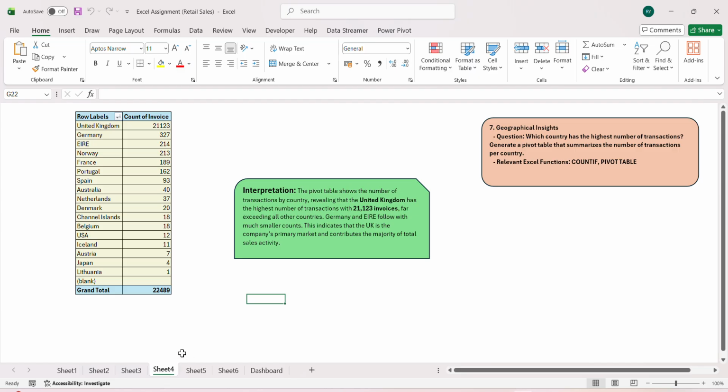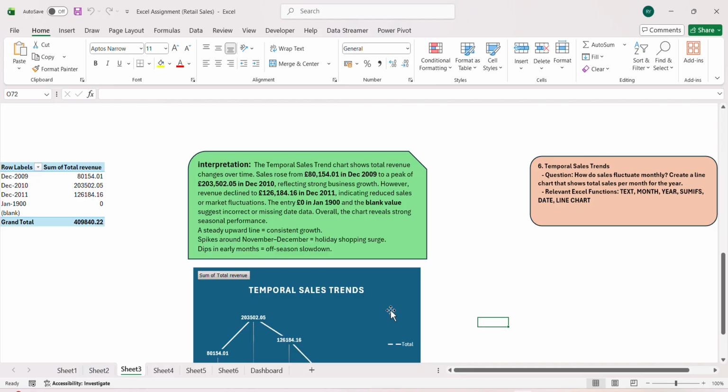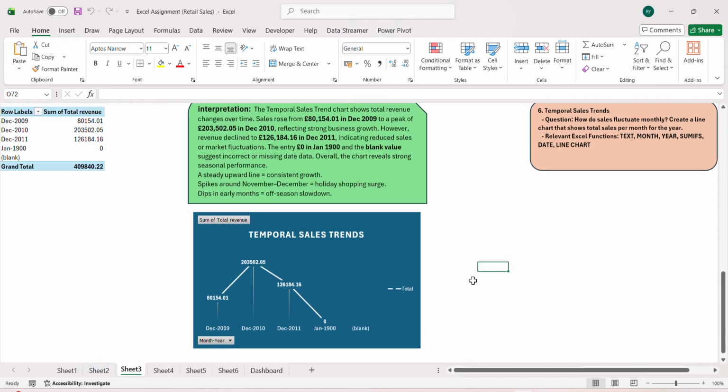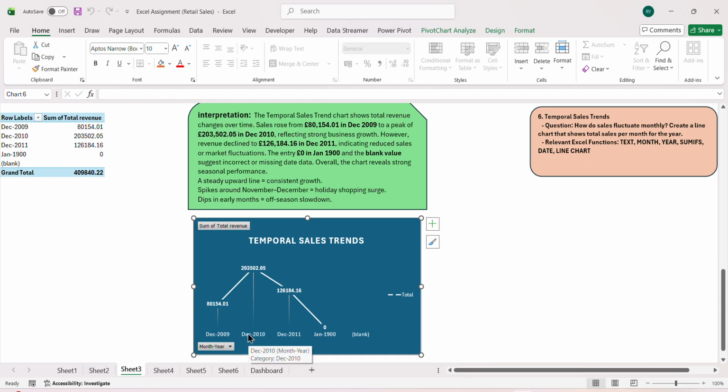Next question is temporal sales trend. So here we have the pivot table with the chart. In this chart, as we can see, a steady upward line, which shows consistent growth. And here we can see a spike around November to December. There is a holiday shopping surge, we can say, and there are dips in early months, which is off-season slowdown.